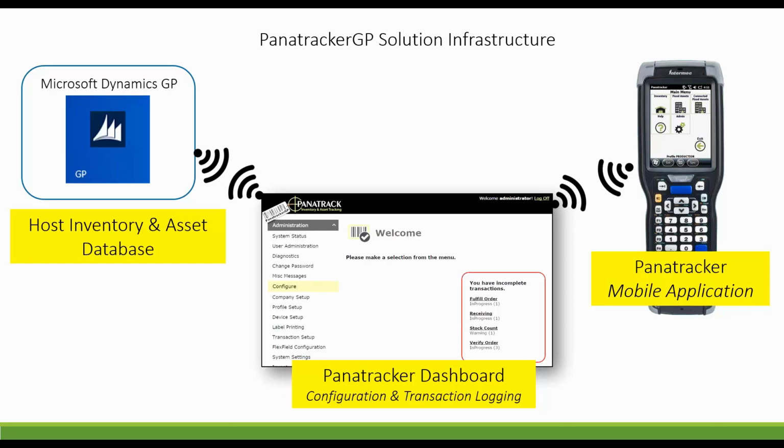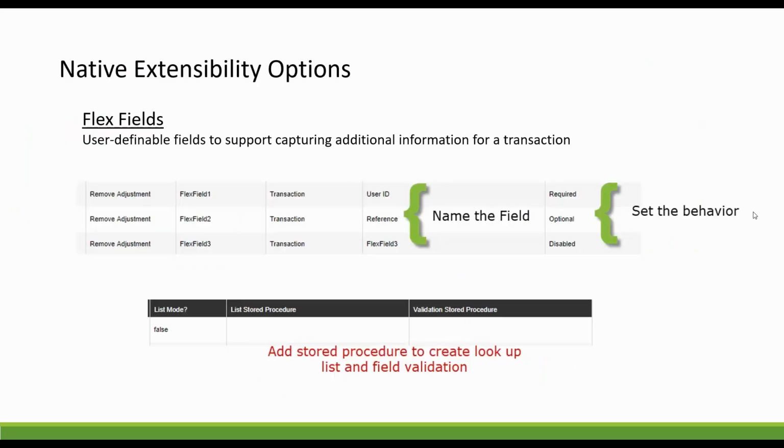Next up, let's take a look at some of the PannaTrack extensibility options that are part of our application and what they can do for your team. The first thing I'd like to look at is the PannaTrack flex fields. These are user-definable fields that can be used to capture additional information on your transactions. Following this slide, we'll look at one of our transactions that supports a whole host of flex fields. These user-definable fields can be configured. They can be based on names. We can set behaviors. We can even add stored procedures for lookup lists and validations. What that means is you have the ability to capture even more data on the PannaTrack scanner and map that back into GP as you see fit throughout the PannaTrack application.